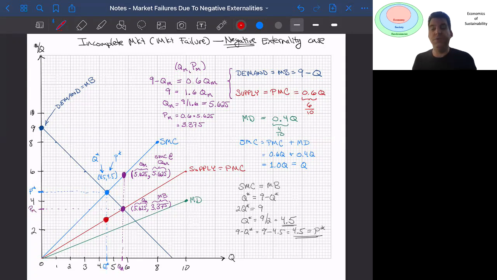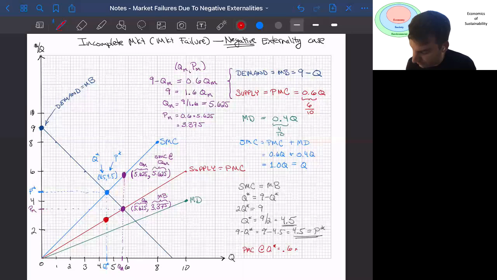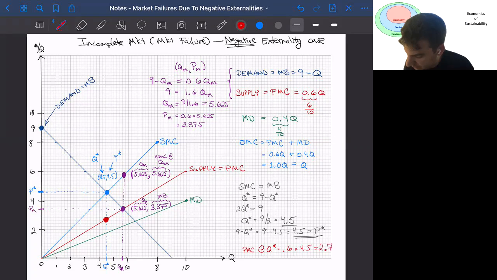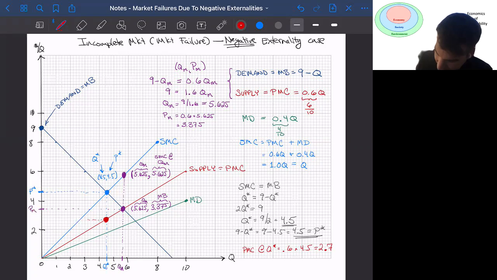which is what is the producer's marginal cost at the socially efficient equilibrium. So what would the producer pay to be producing these things if we force the producer to produce less? Do we force the producer to produce the Q star? We can do that just by plugging Q star into the PMC. And so the PMC at Q star is just equal to 0.6 times Q star, which is 4.5. And if I then do the math there, 0.6 times 4.5 gives me 2.7. And so that tells me that this point right here occurs at 2.7.